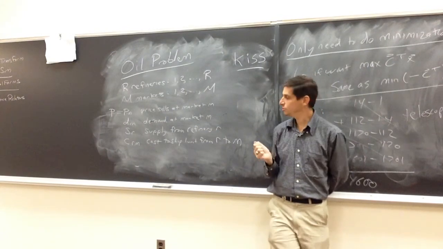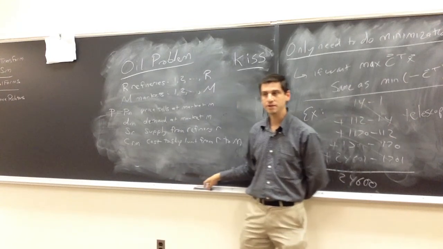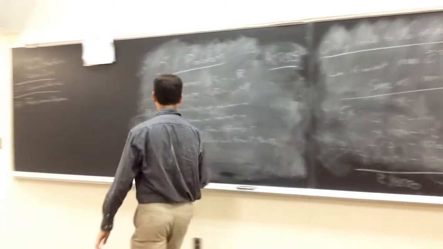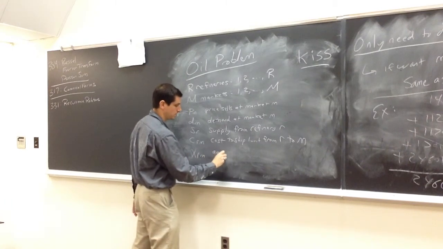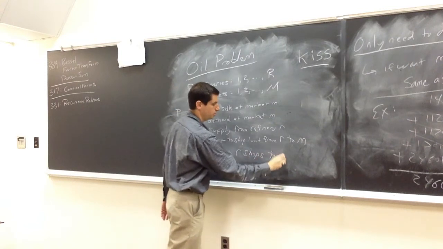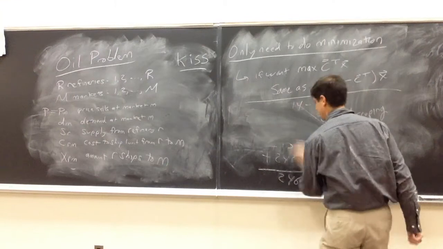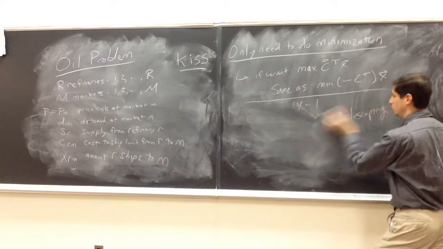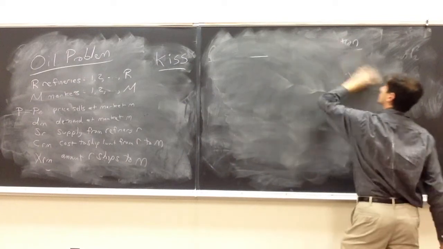And so now what we want to do is we want to start writing down equations. So what will my variables be? So XRM is the amount R ships to M. And so now I want to figure out what should my constraints be. And so based on the time of day, we'll probably only do one or two constraints. Can somebody give me one constraint?